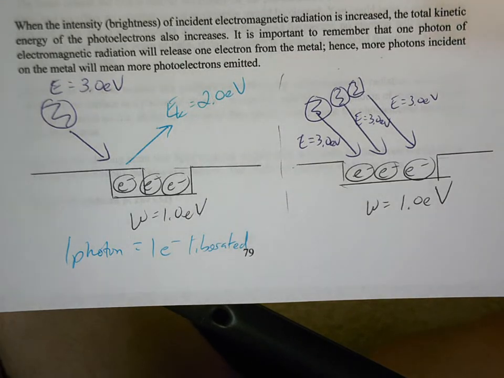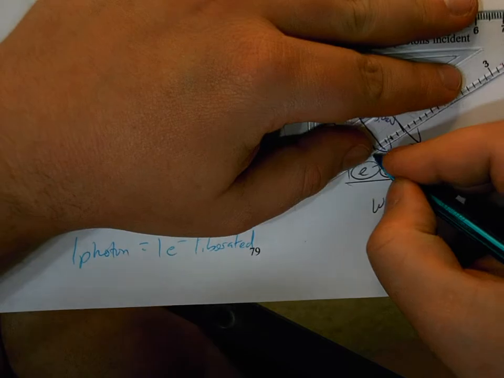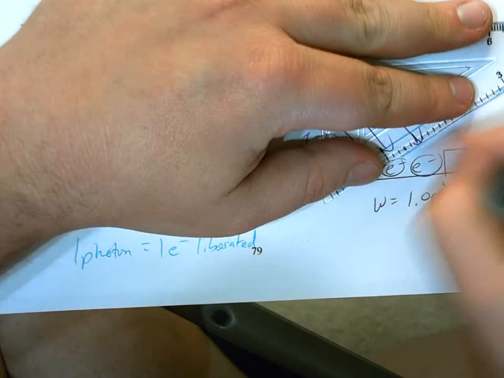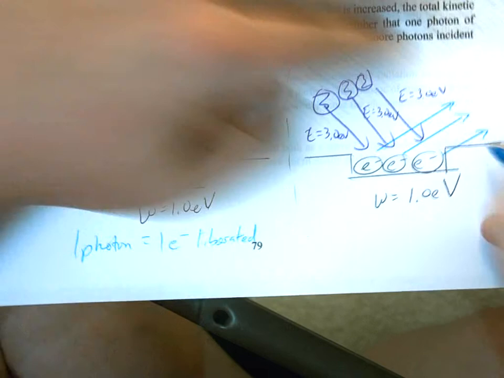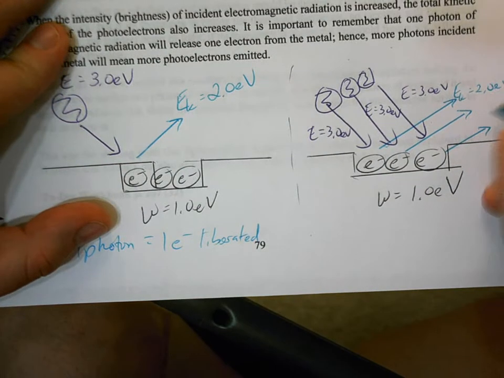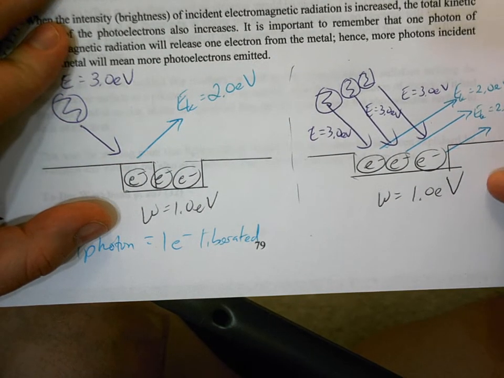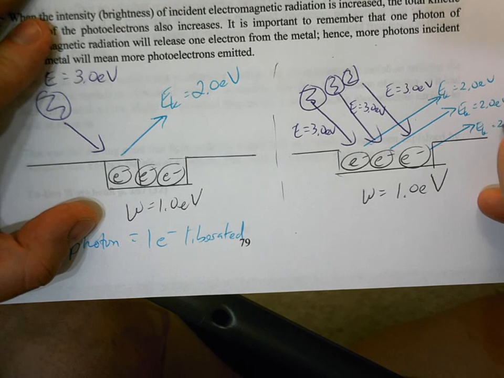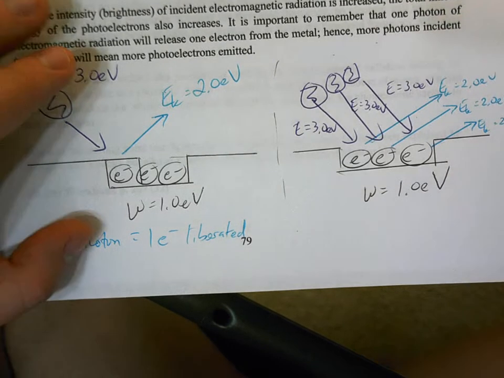We have to talk about 1 photon in, 1 electron out. If I have 3 photons coming in, we are going to liberate 3 electrons. And each of these electrons emitted is going to have a kinetic energy of 2 electron volts each.